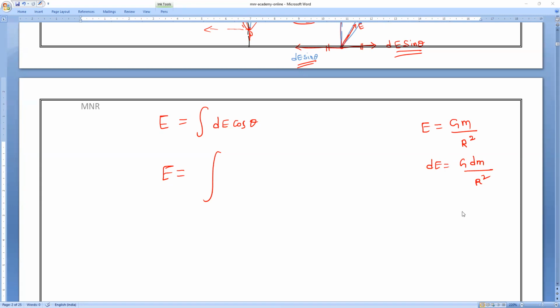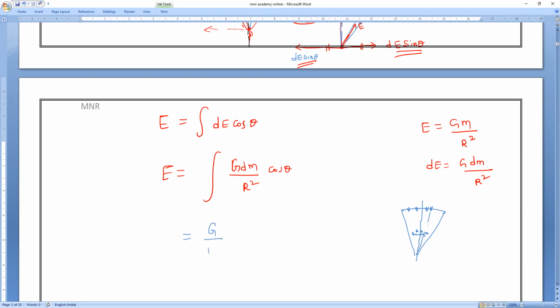So in place of dE, I will replace G into dm divided by r square into cos theta. Now what is constant? If you say cos theta, cos theta is not constant. Theta is not constant, correct, Rudreswar? I can take any two points. So how can you say it is constant? I may take this dm mass, you can take this dm mass, I can take this dm mass. Does theta remain constant? So which is constant? G and r. r remains constant.